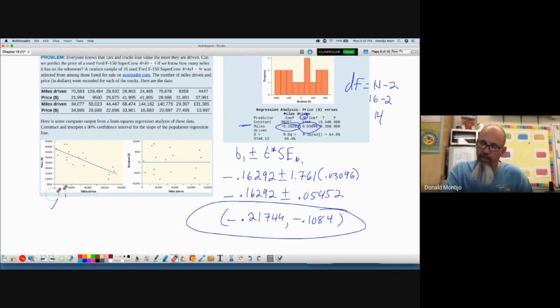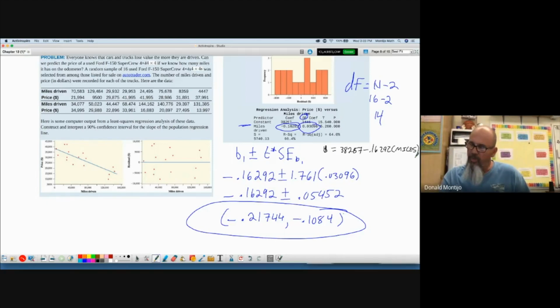Really, we need context for this. We need to explain what that slope means in context of this problem. So our regression equation was the price, how much the truck was worth, was equal to 38,257 minus 0.16292 times the number of miles driven. Now I have context to put this into.